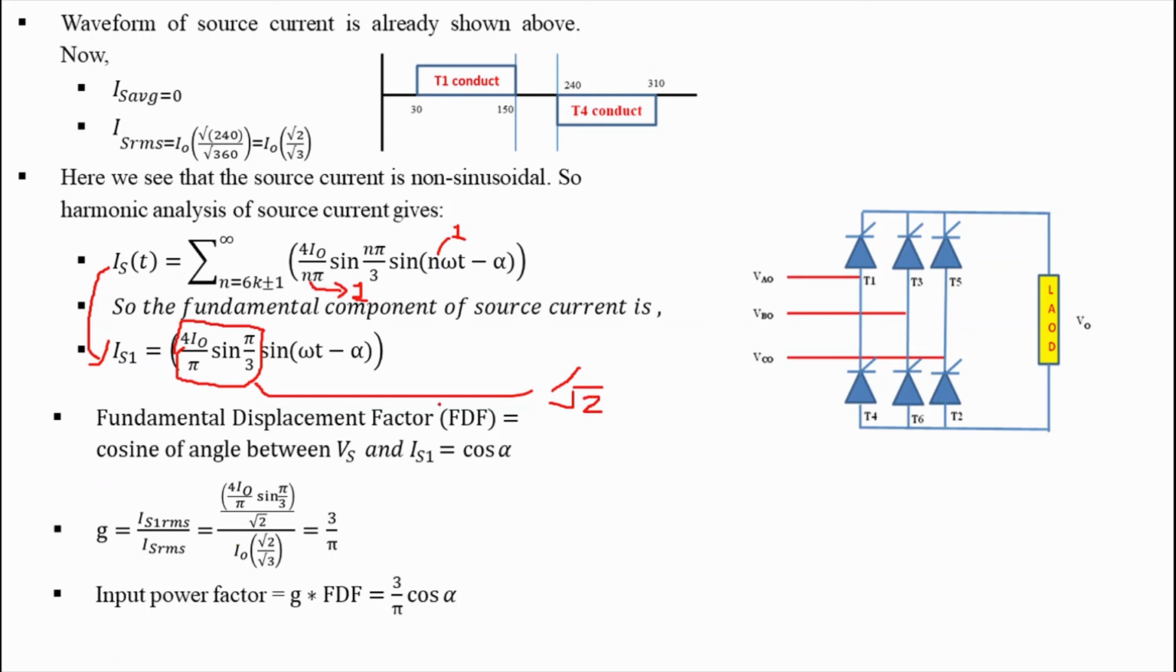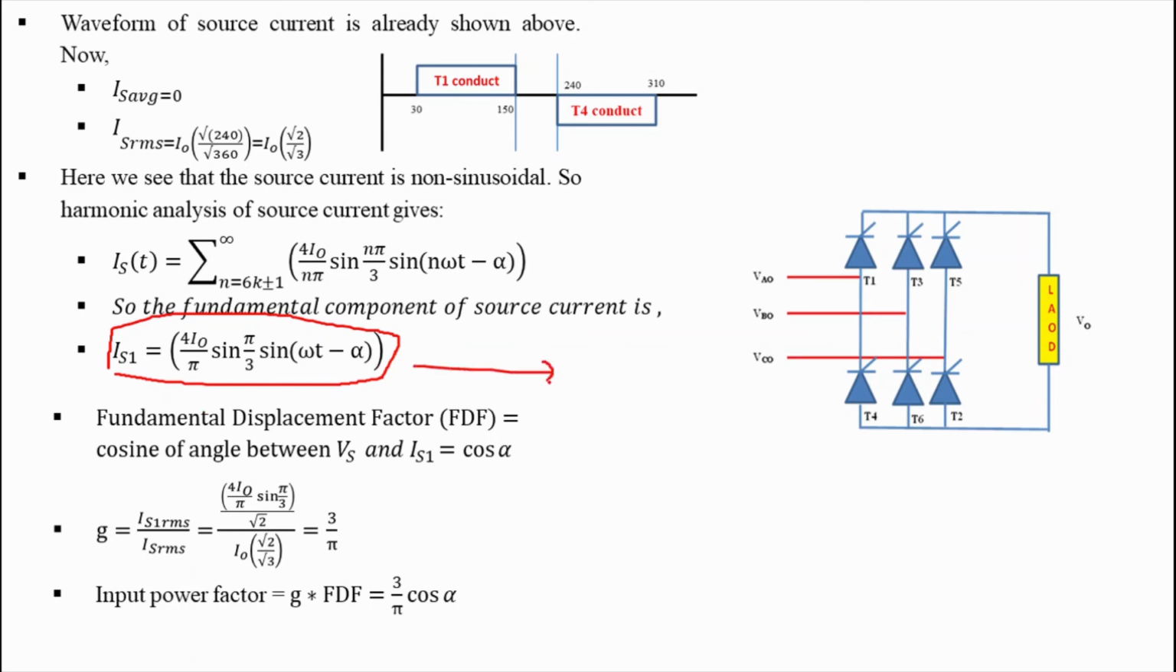So now we can clearly see that here source voltage was Vm sin omega t, and here we get is1 with omega t minus alpha. It means this fundamental component of source current is phase displaced from source voltage by an angle alpha. So we can directly write fundamental displacement factor is equal to cosine of this angle alpha. So it is equal to cos alpha. This is the fundamental displacement factor.